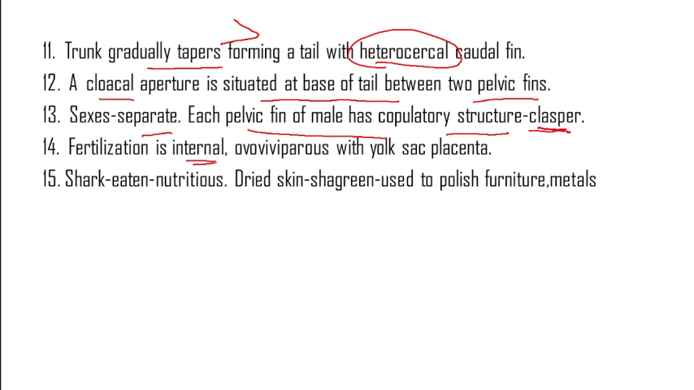Fertilization is internal, meaning fertilization takes place inside the body. It is ovoviviparous with yolk sac placenta. Shark is eaten, it is nutritious. Dried skin is called shagreen, which is used to polish furniture and metals.